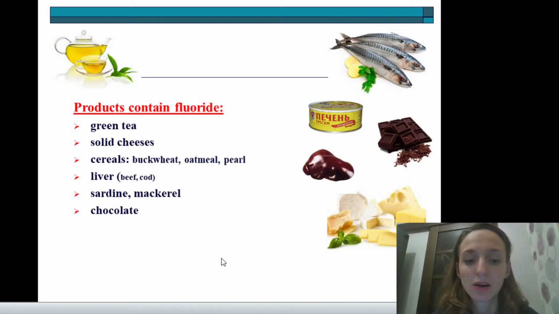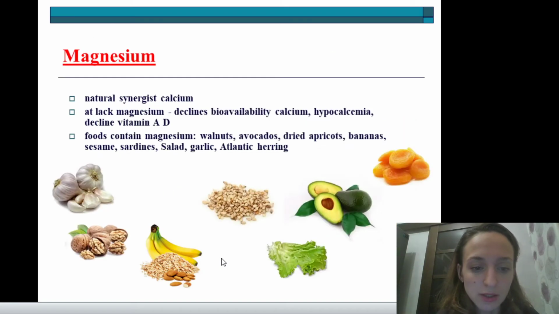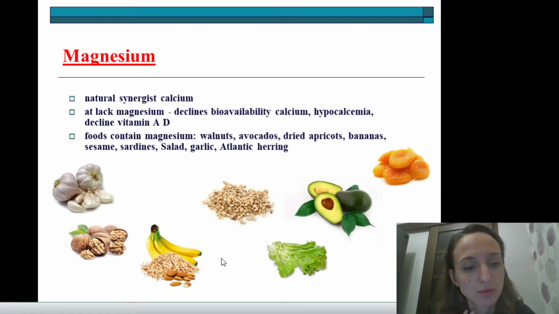Products that contain fluoride: it is green tea, cereals, liver, chocolate, sardine. Magnesium is a natural synergist of calcium, and at lack of magnesium the bioavailability of calcium declines and vitamins of groups A and D decline. Foods that contain magnesium are avocados, bananas, salad, garlic.